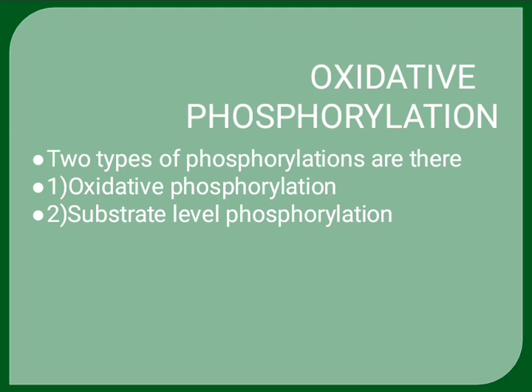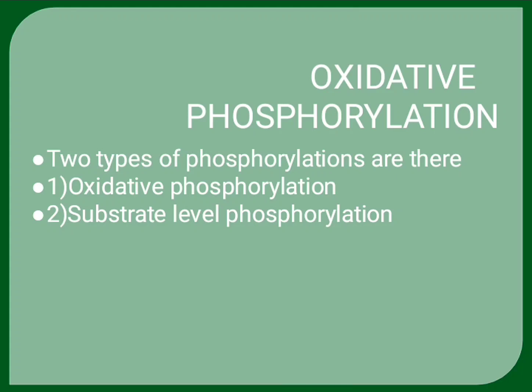Substrate level phosphorylation mostly occurs, as we have seen, in glycolysis, in which the ATP synthesis takes place in one step or in the next step. When the direct synthesis of ATP occurs, when one substance is converted into the other substance with the help of some enzymes, then there is the production of ATP, that is known as substrate level phosphorylation.